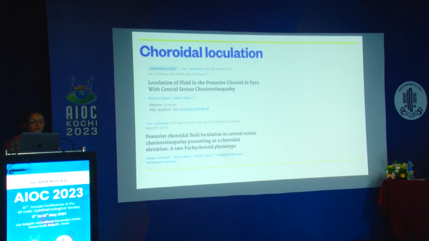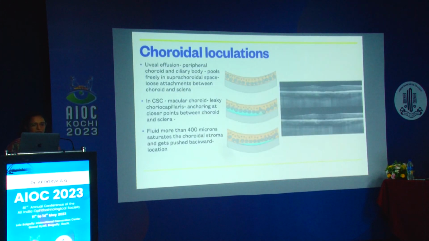A choroidal loculation was described first by Spaide. It is a loculation of fluid in the posterior choroid, between the sclera and the posterior choroid, and it can even cause an elevation of the choroid, as was described by Manayath et al.